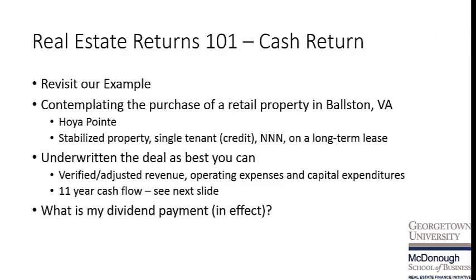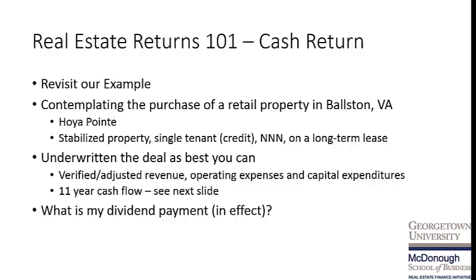So let's revisit our example. Again, we are contemplating the acquisition of a retail property in Ballston, Virginia, called Hoya Point. This is a stabilized property with a single tenant that is considered credit quality. It is a triple net reimbursement structure in terms of their operating expense reimbursement, and they're on a long-term lease. So you have underwritten the deal to the best of your abilities, meaning you've verified and adjusted the revenue, the operating expenses, and the capital expenditures, and you've developed the year one cash flow, which we'll see on the next slide.